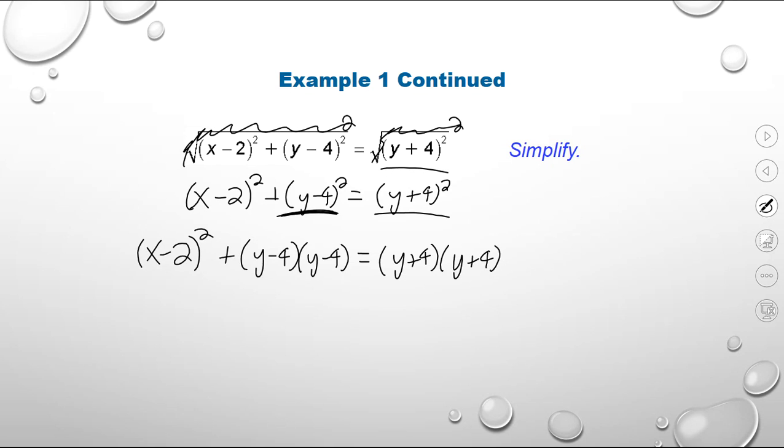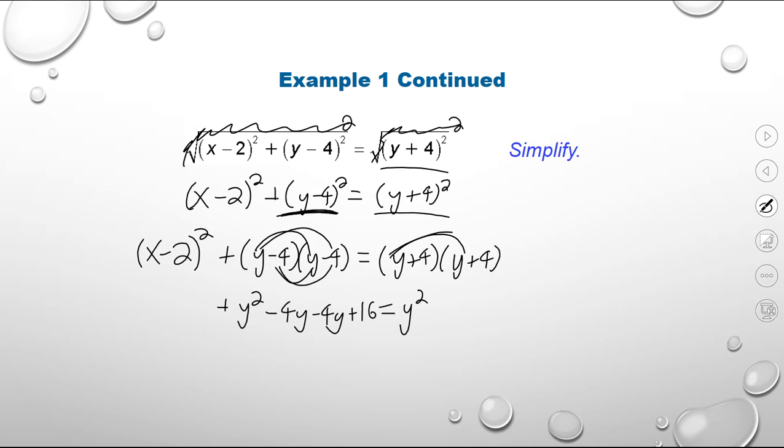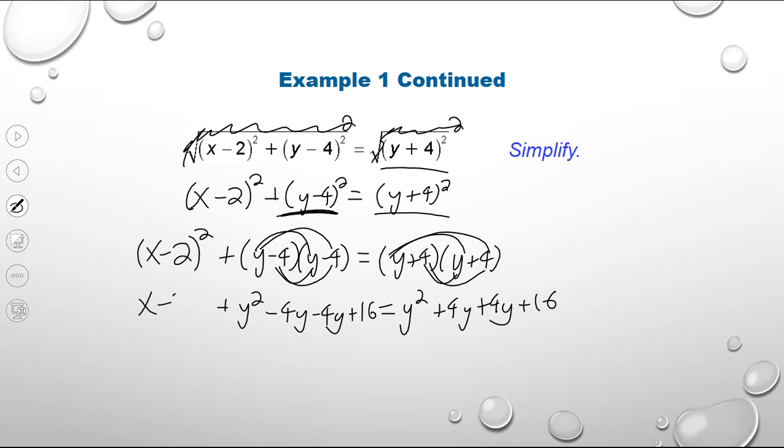Separate them out. Now let's multiply these groups out for the y's. So the y times a y will become a y squared. The y times a negative 4 becomes negative 4y. Negative 4y will become negative 4y. And that'll become positive 16. Equal to, same thing over here, let's expand. y squared plus 4y plus 4y, and then plus 16. I'm going to bring my x minus 2 squared down.